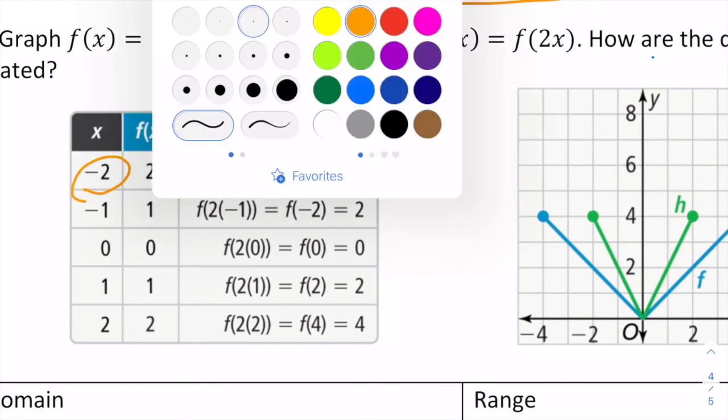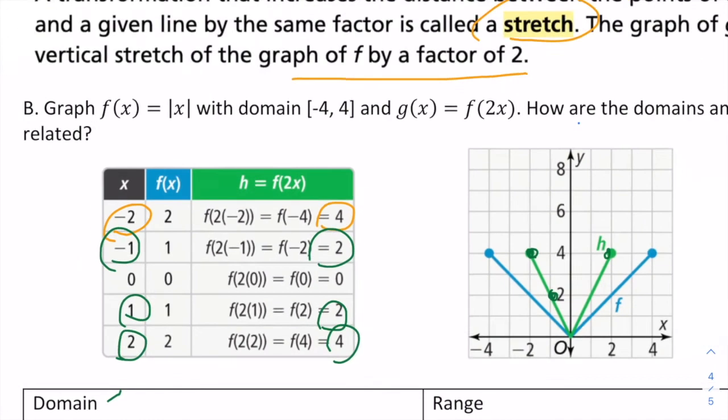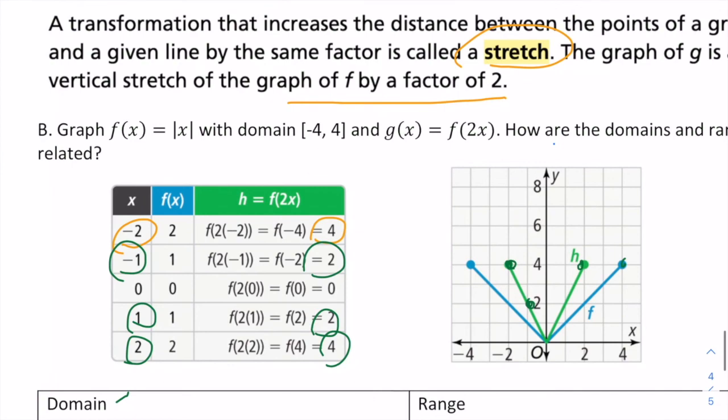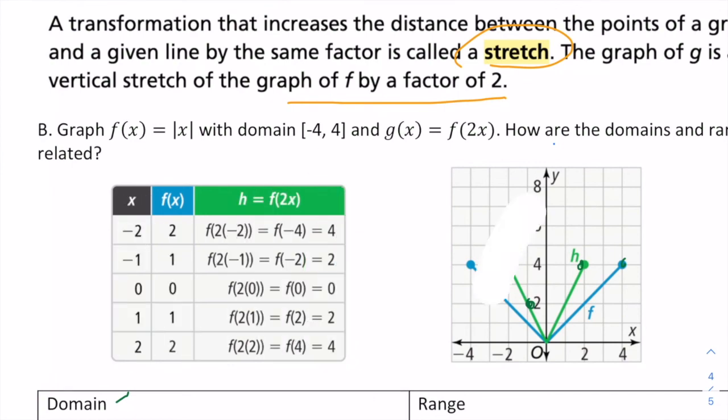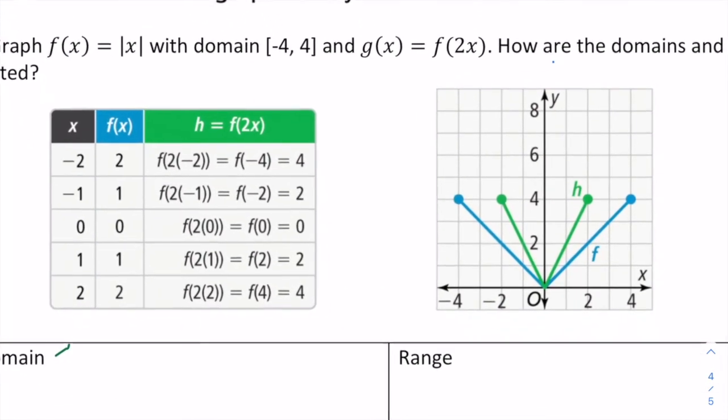So now when I plot this new graph, I'm going to use these coordinates: negative 2, 4. That's right here. Negative 1, 2. It's right here. 0, 0 stays the same. 1, 2. 2, 4. So versus the vertical stretch, we're having a horizontal compression.